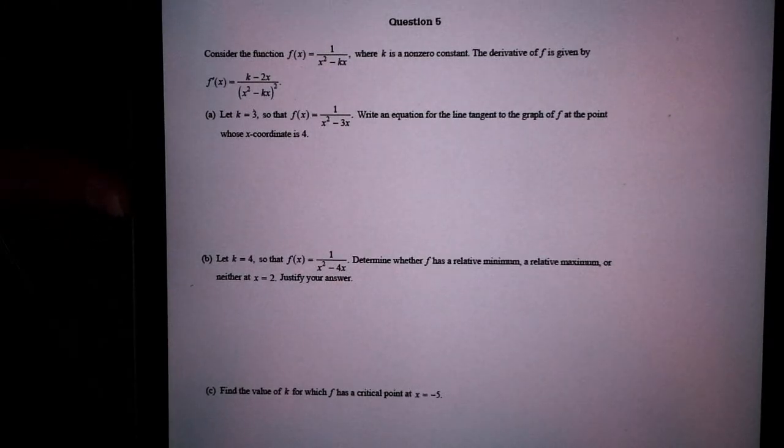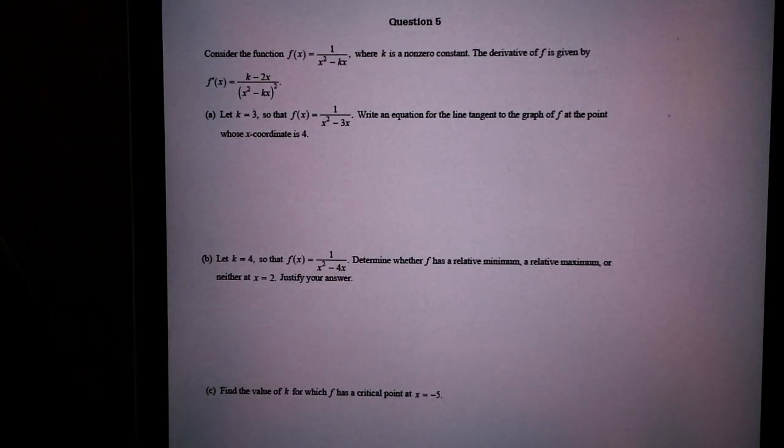We're back with the 2015 AP exam. This is question number 5, and this is a pretty easy question right here. It looks kind of complicated, but it's not that bad.